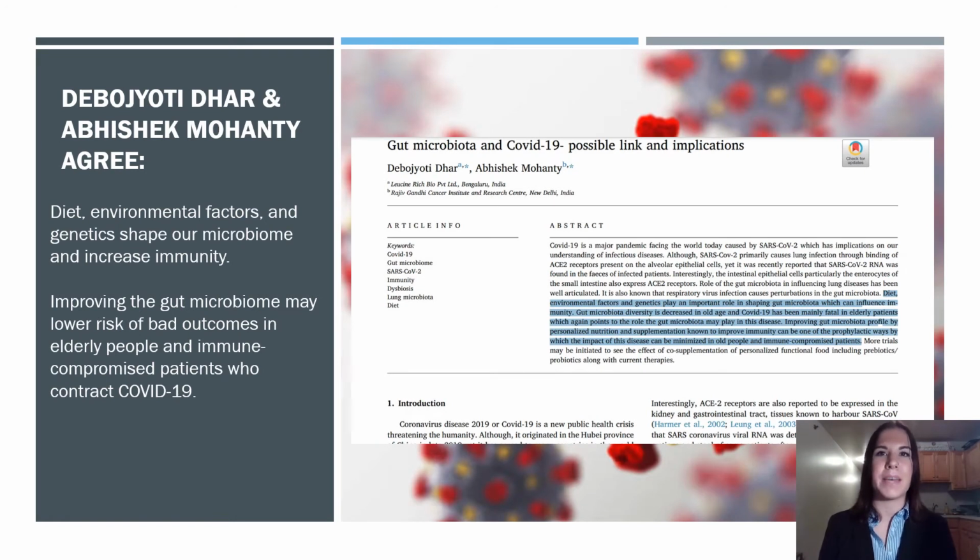In my research, I came across a paper written by Debhote Dar and Abhishek Mahante titled Gut Microbiome and COVID-19, Possible Link and Implications. They recognize that diet, environmental changes, and genetics shape our microbiome and increase immunity. They agree that improving the gut microbiome may lower the risk of bad outcomes in elderly people and immune-compromised patients when it comes to COVID-19.